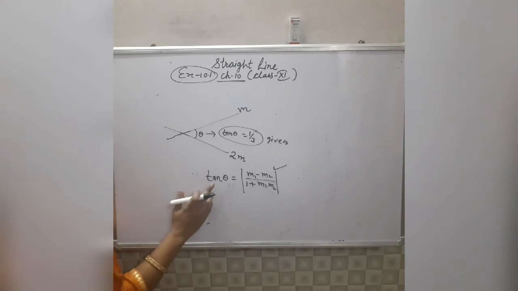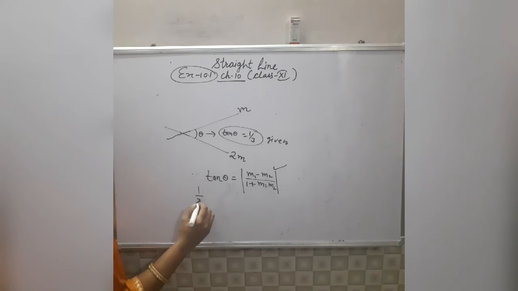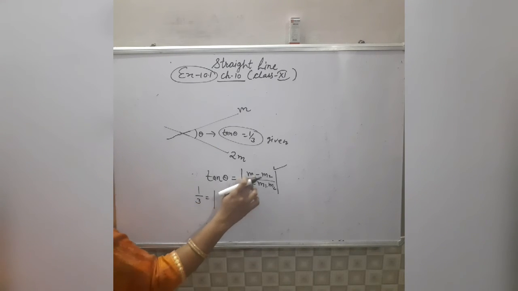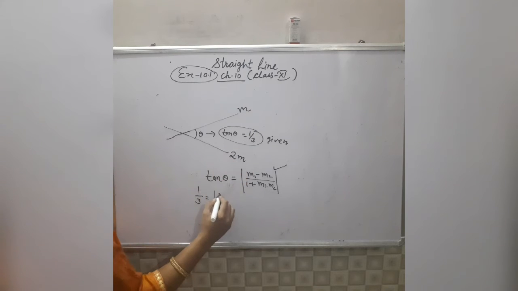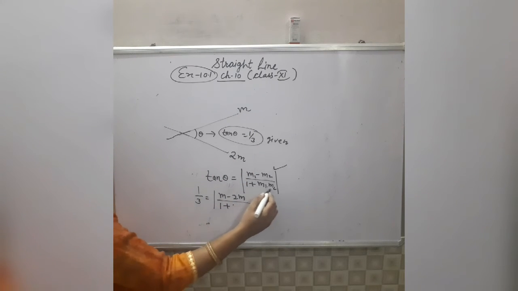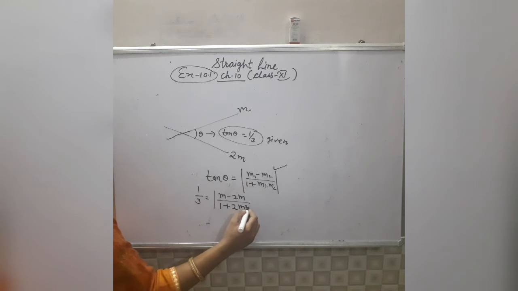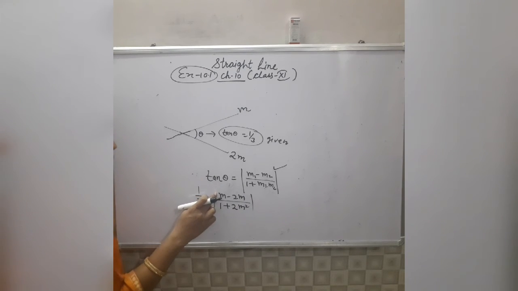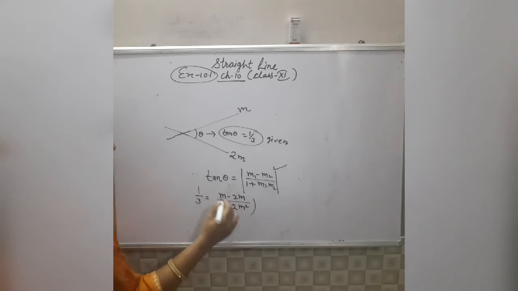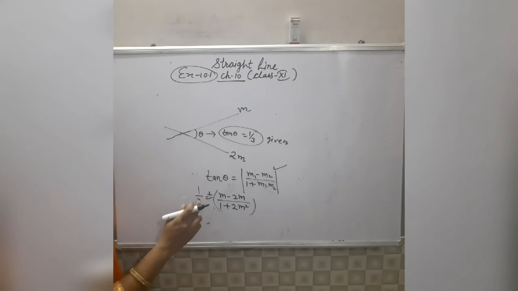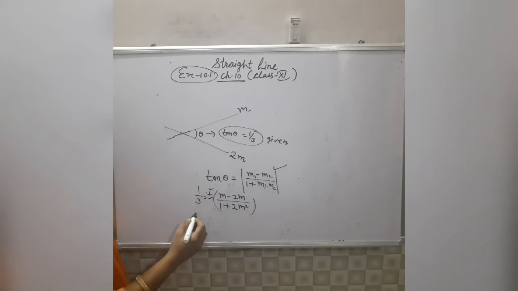Now what is tangent theta? The value of tangent theta is 1/3. What are m1 and m2? m and 2m, divided by 1 plus m into 2m, which becomes 2m square. Now when you remove this mod sign, you will take plus and minus both signs. Firstly cross multiply and simplify by taking the plus sign, then solve it by taking the minus sign. So it gives you two values of m.